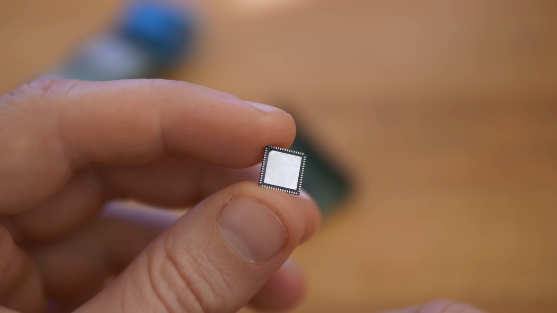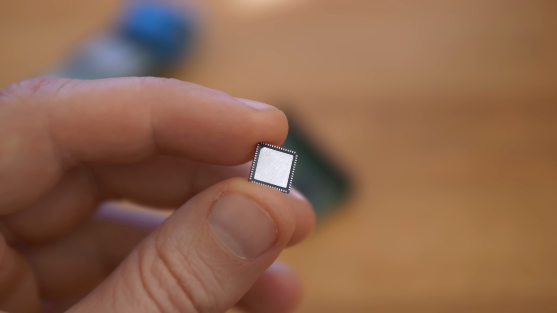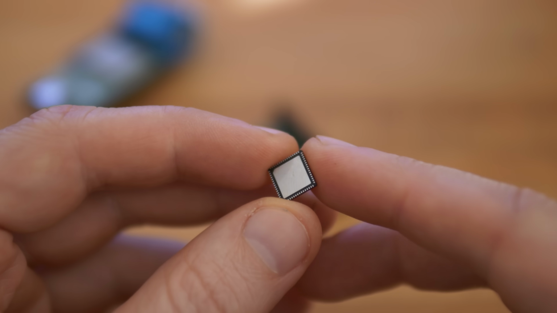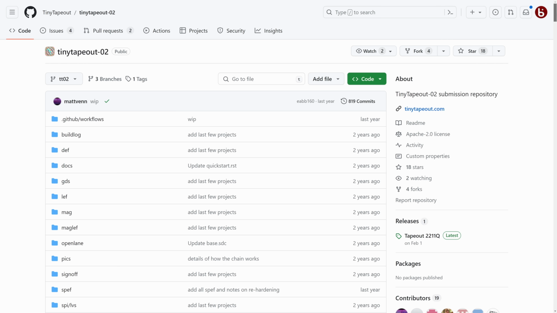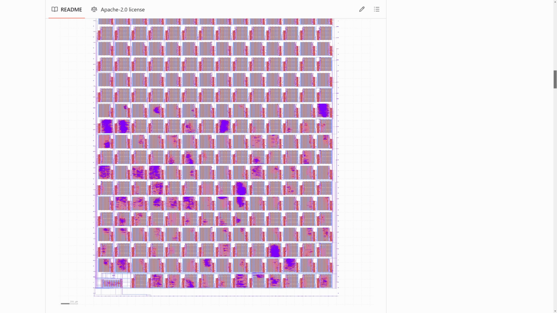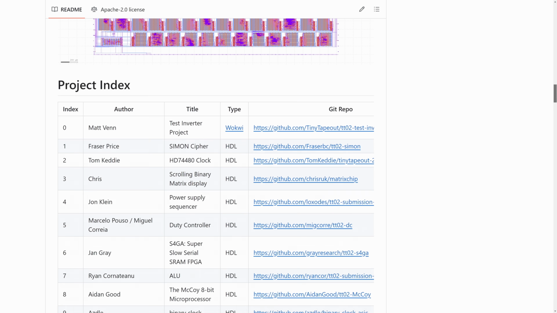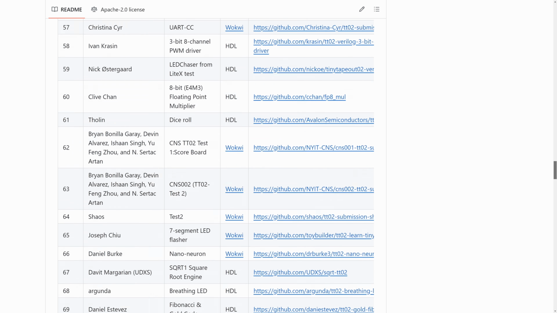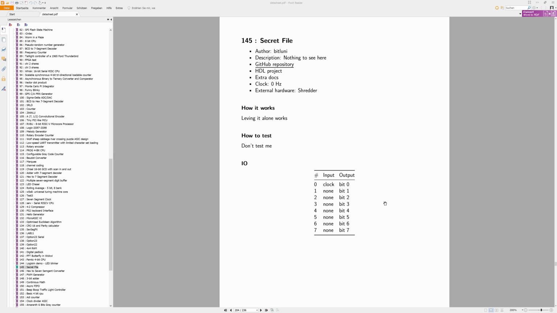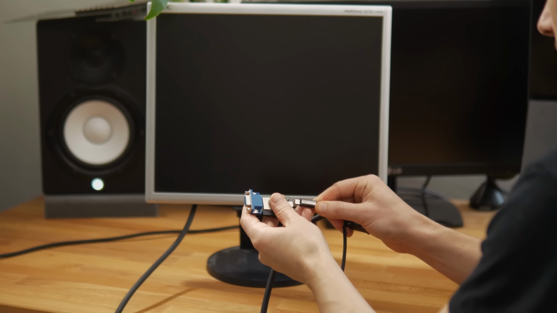You might be confused at this point why there are 165 different designs on this chip. The answer is because it's the open source Tiny Tapeout 2 Zero to ASIC course chip. Many people contributed to that. And all the designs are described in a PDF, except for the contents of the secret file. And here is the reveal of what it contains.